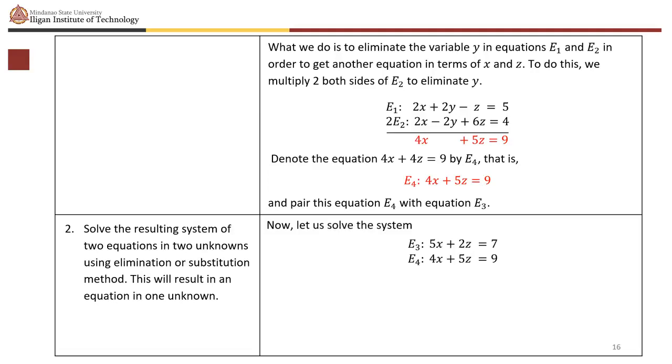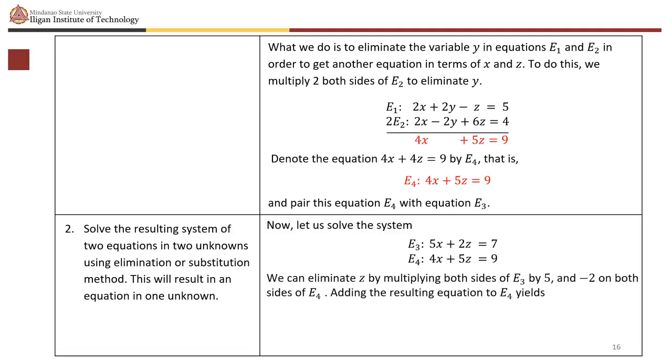Now let us solve the system E3: 5x plus 2z equals 7, and E4: 4x plus 5z equals 9. So we can eliminate z by multiplying both sides of E3 by 5, and negative 2 on both sides of E4. Then add the resulting equation to E4. This will give us the following.